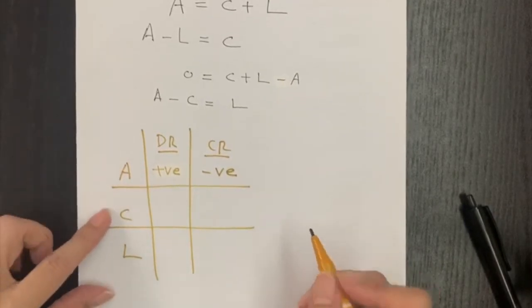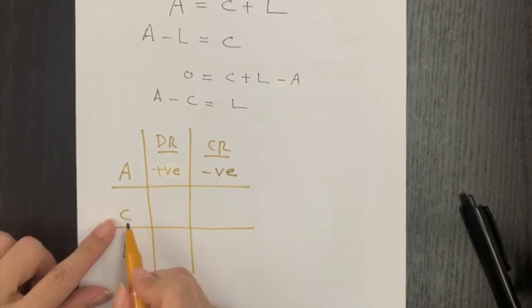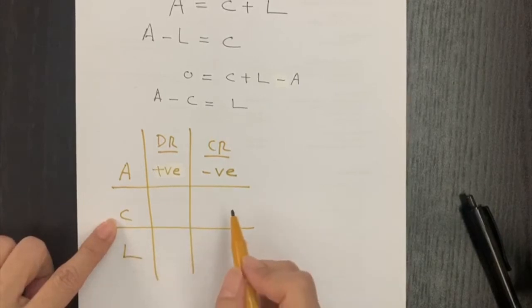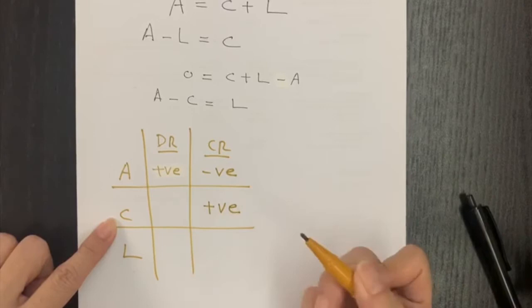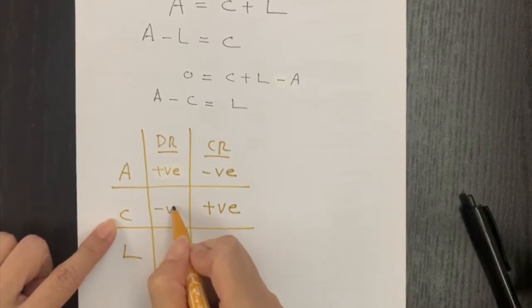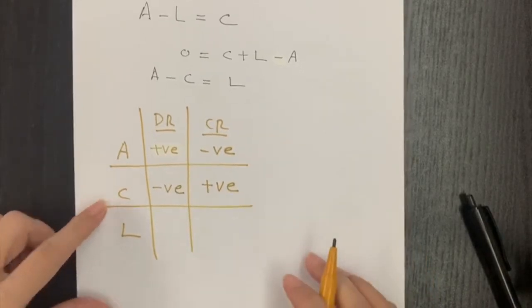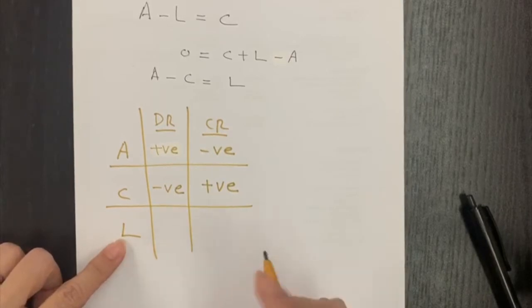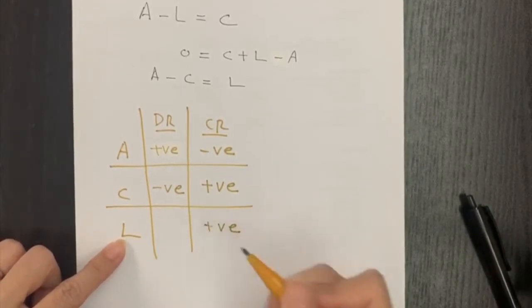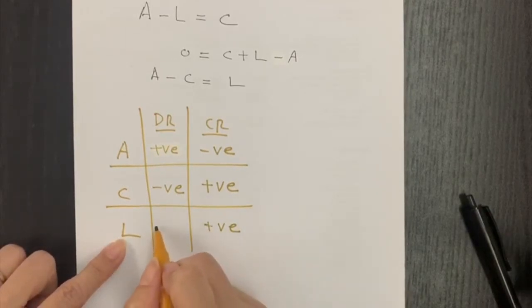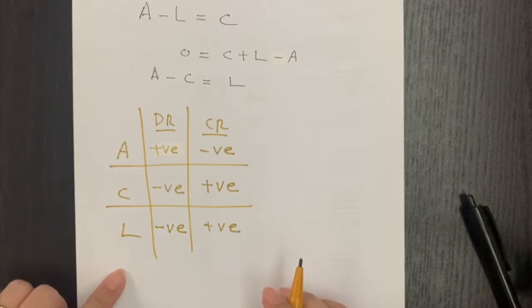How about capital? Capital is positive on the right-hand side, and the right-hand side is the credit side. So this is positive, and therefore the debit side is negative. What about liability? Liability is positive on the right-hand side of the equation, which is the credit side, and on the opposite side, the debit side, it is negative.